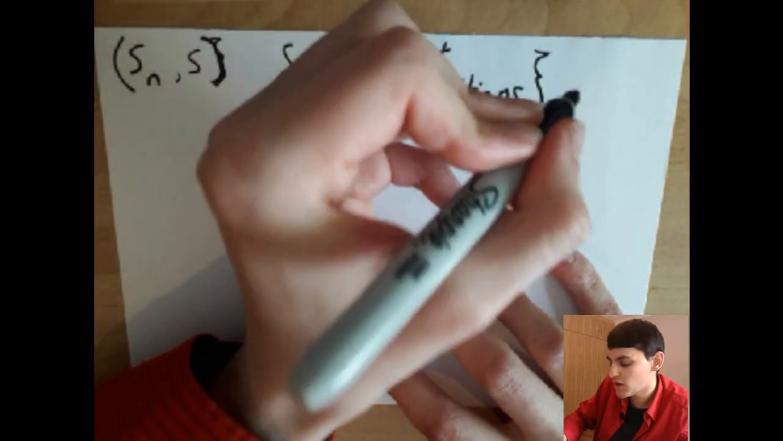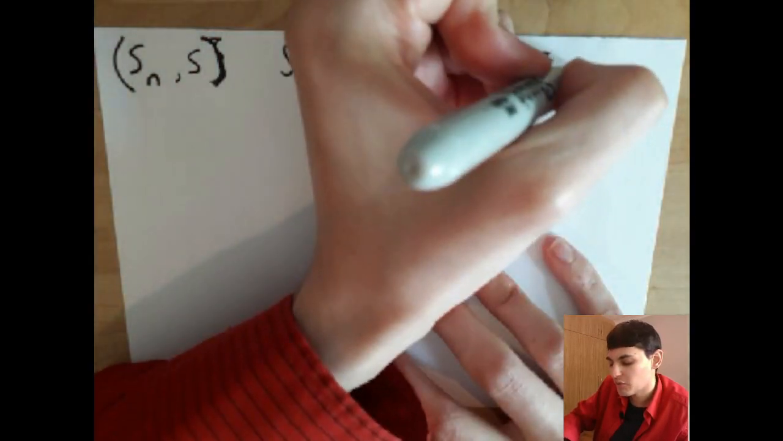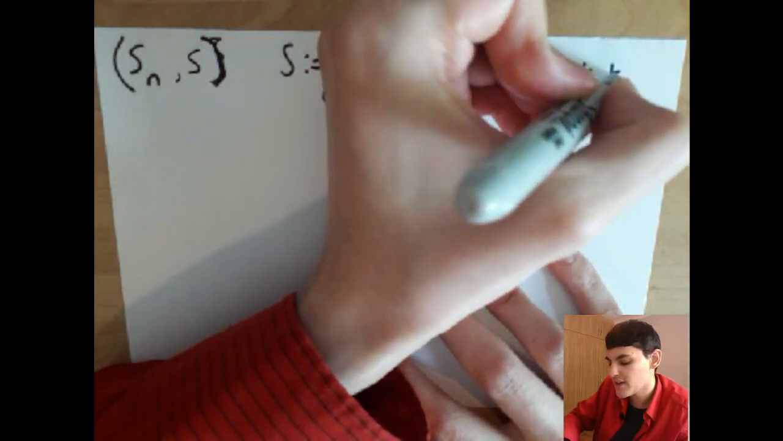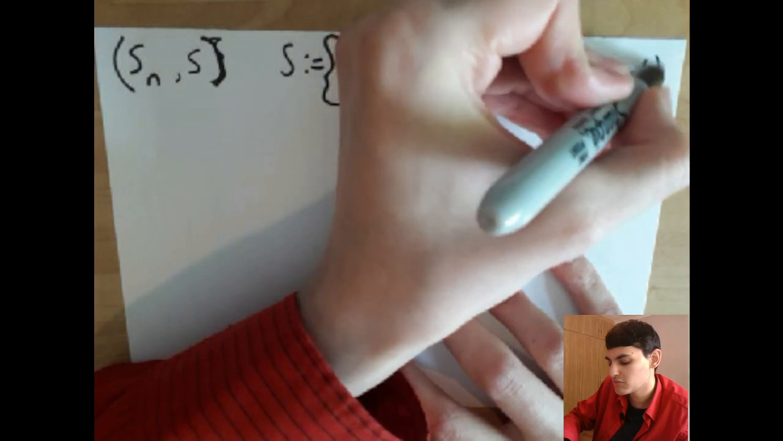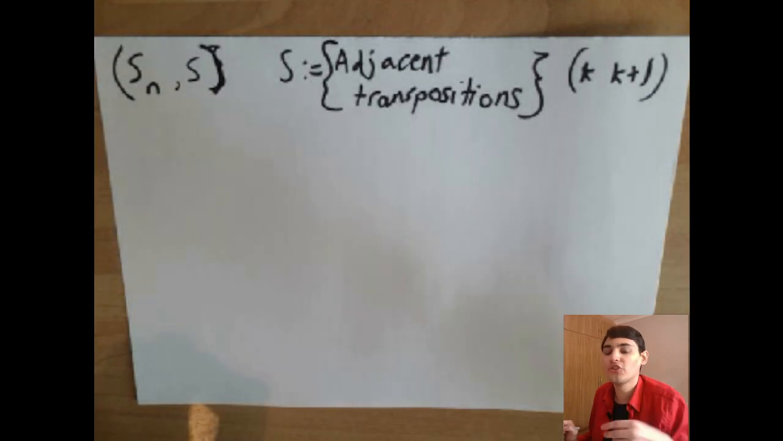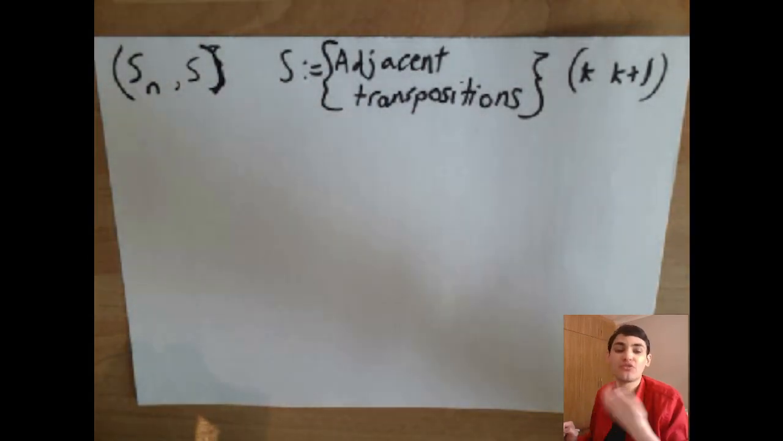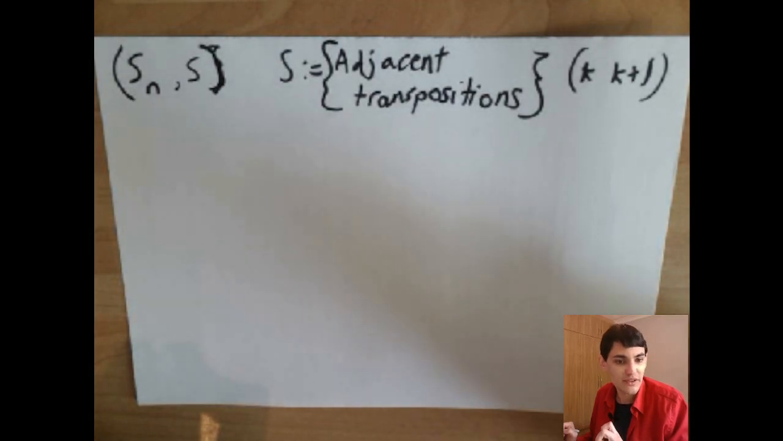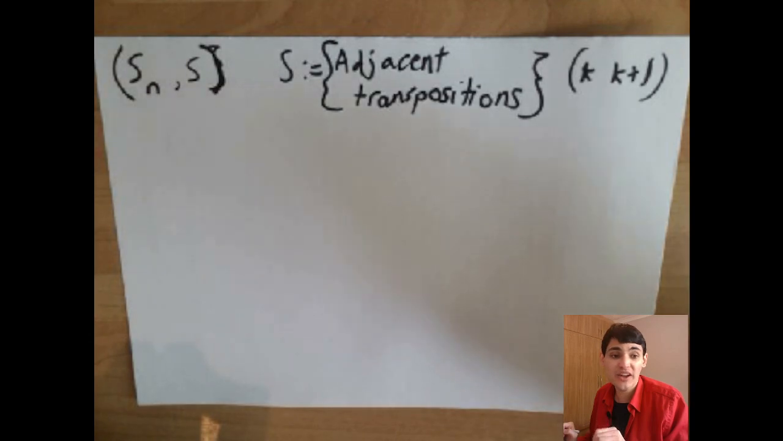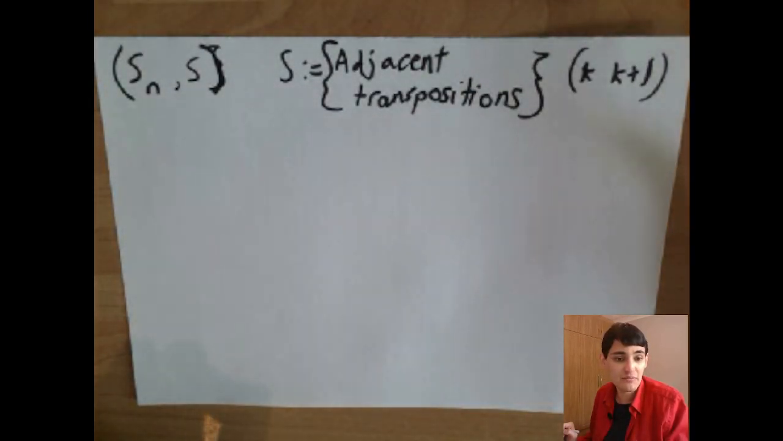So what are adjacent transpositions? Well, they are just elements of the form (k, k+1). So it could be something like (1 2), or (23 24). Those are adjacent transpositions. And again, I proved this in the project. I'm not going to do that here. You can just take my word for it.